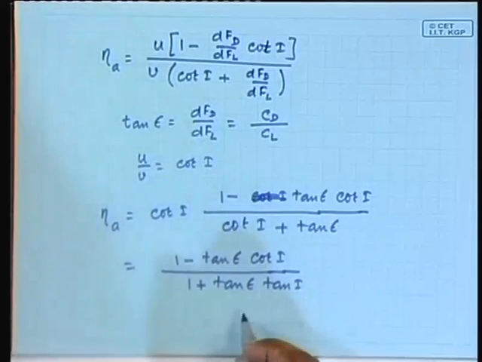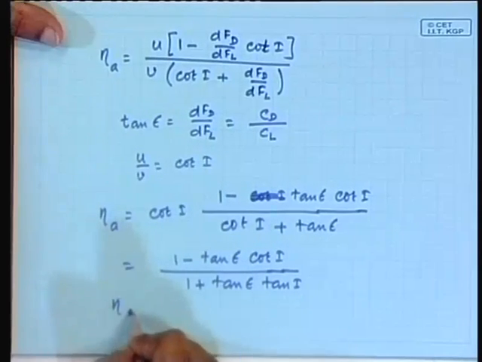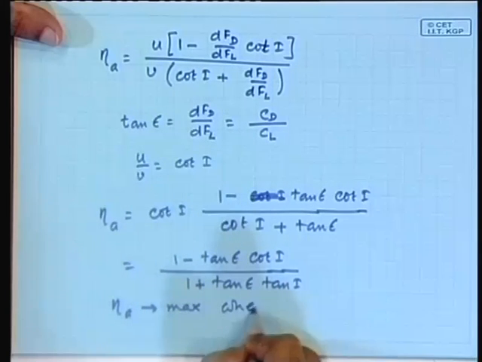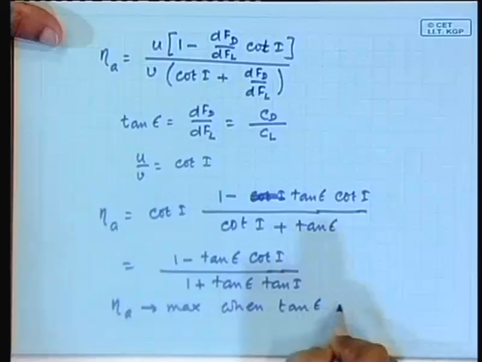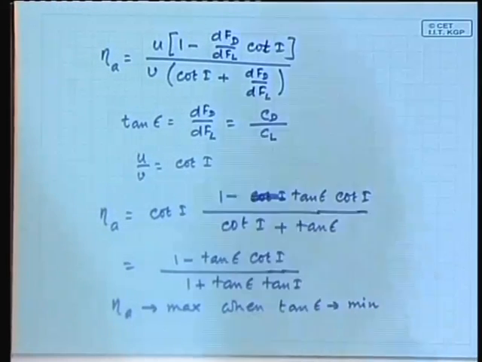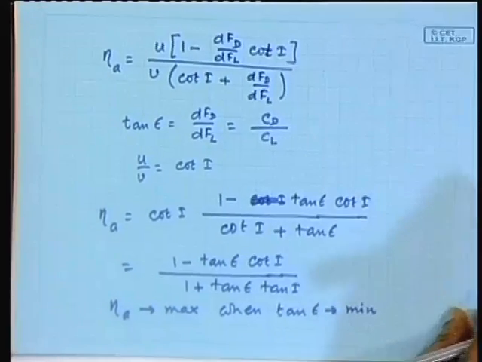So, ultimately, eta A goes to max when tan epsilon goes to min. How to minimize tan epsilon? That is the problem then. Now, this tan epsilon is essentially dependent on epsilon. Epsilon minimized means tan epsilon is also minimized. Epsilon has to be minimized.